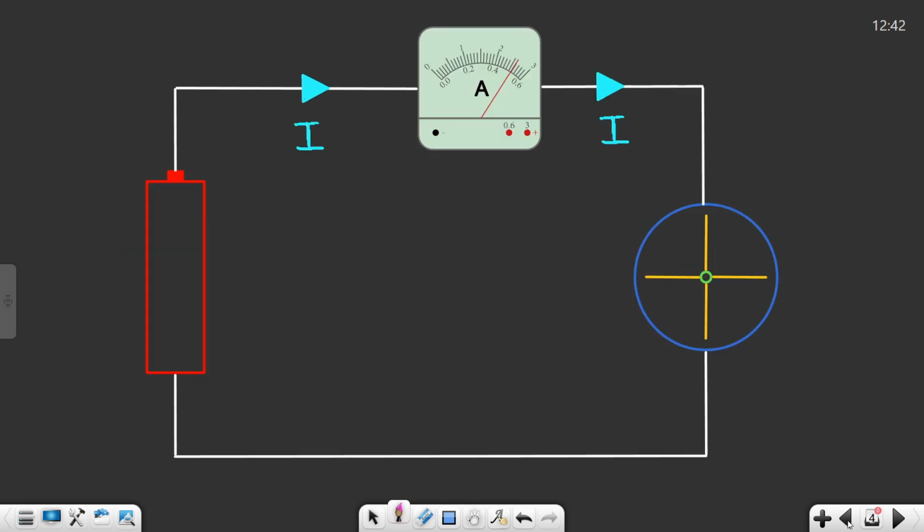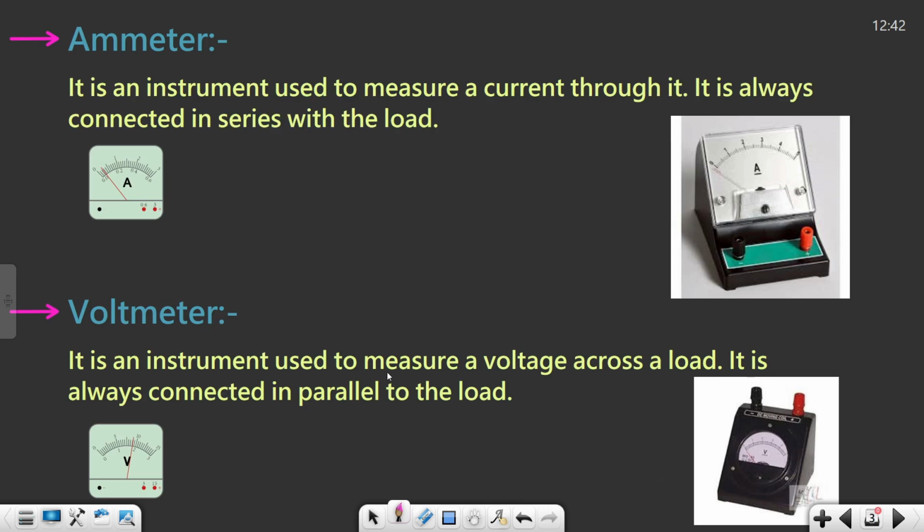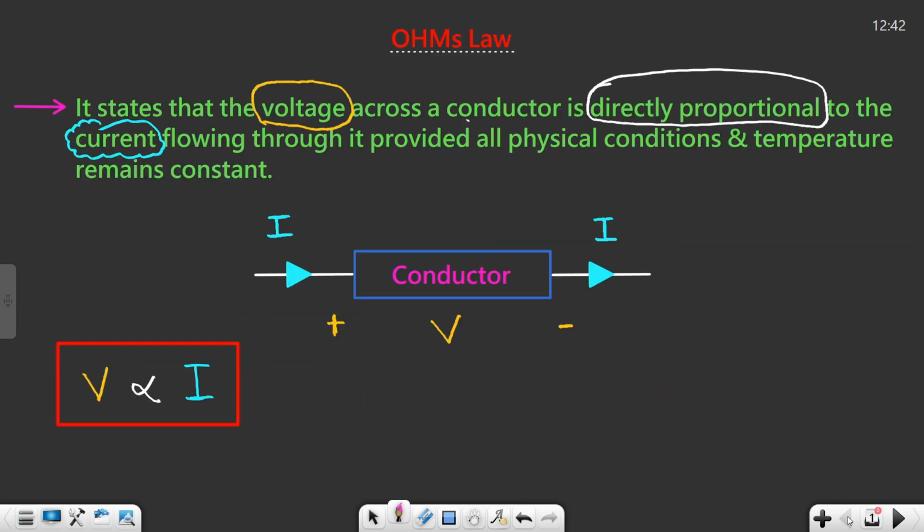Okay, as mentioned, it is an instrument used to measure a voltage across a load. It is always connected in parallel to the load. Okay, this is very important. I'll just highlight this point: connected parallel to the load, and not in series with the load. Okay, so I hope you understood the few points that we discussed.